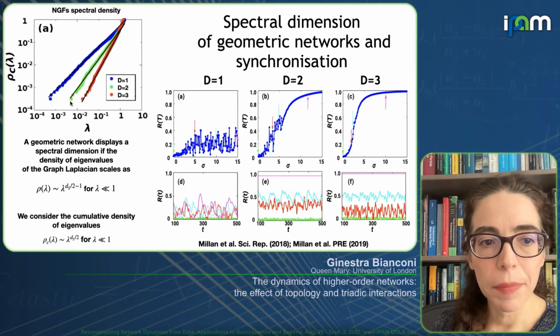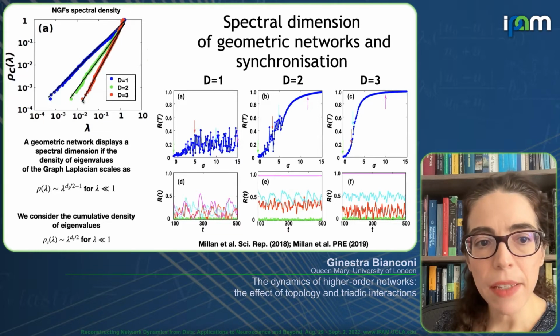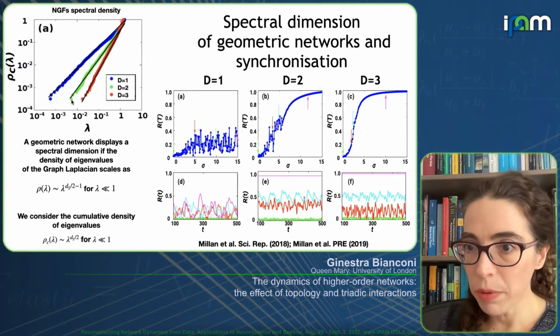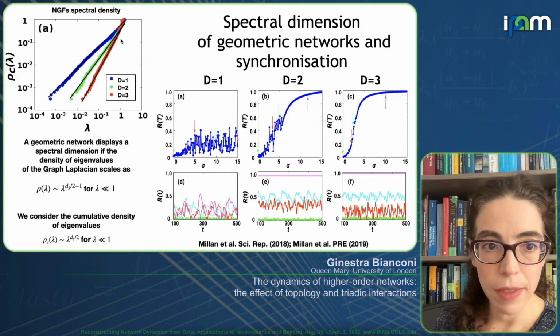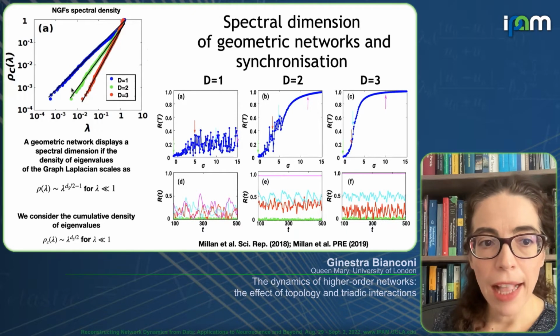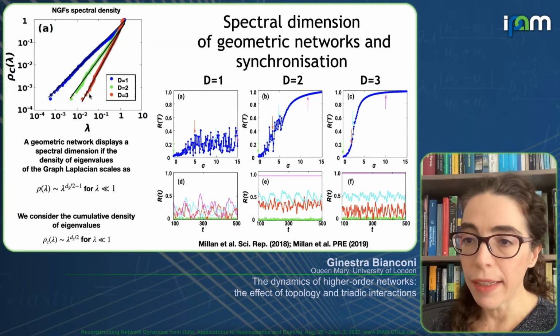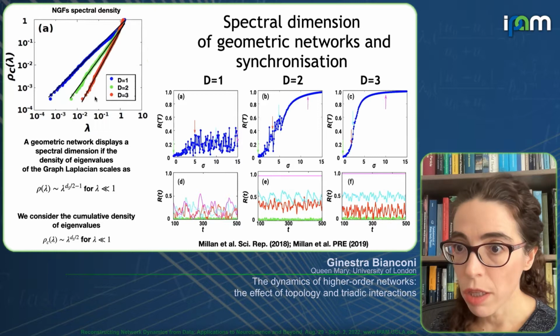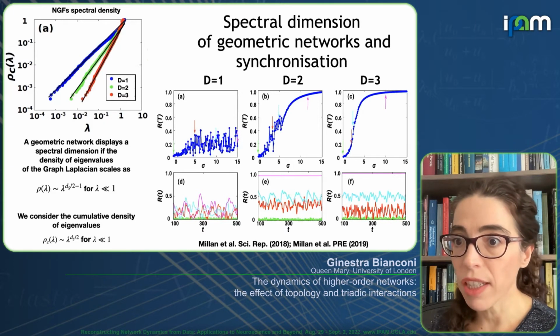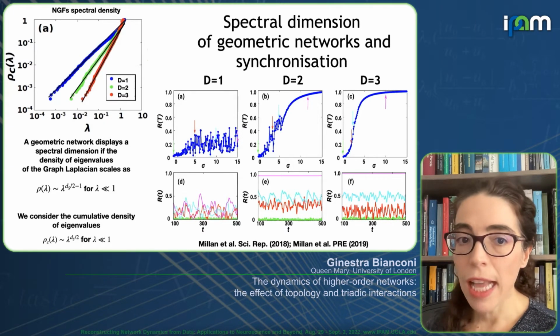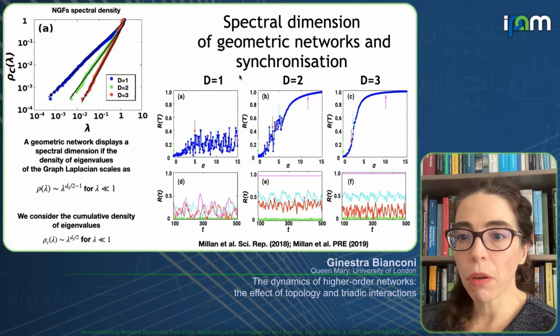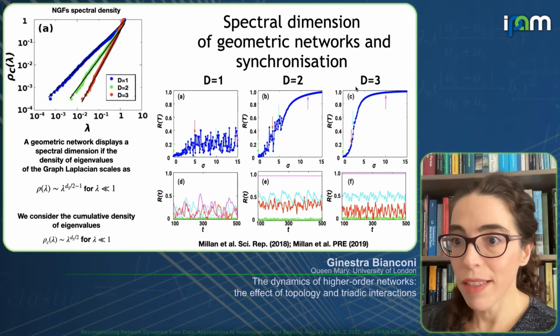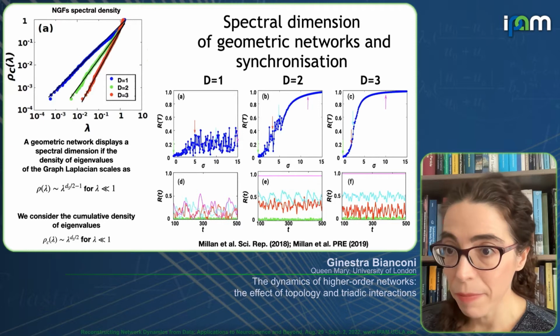So here the NGF allows us to tune this slope of this curve. And so we were able to prove a result that actually in order to have a stable synchronization, you need a spectral dimension greater than 4. And for the NGF, this occurs for dimension slightly above 3, greater than 3.